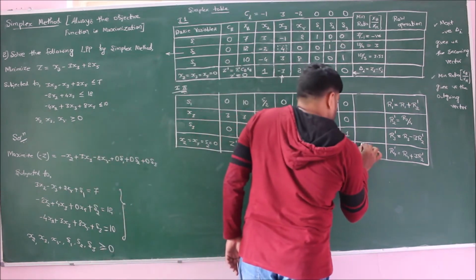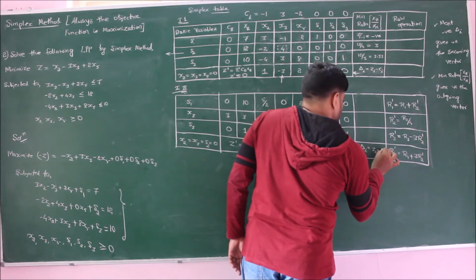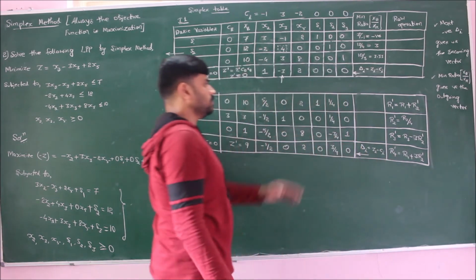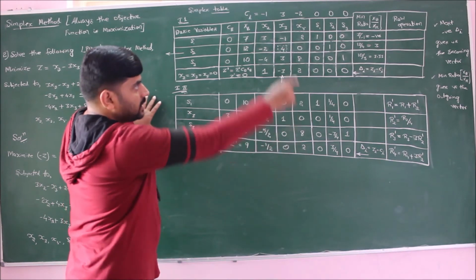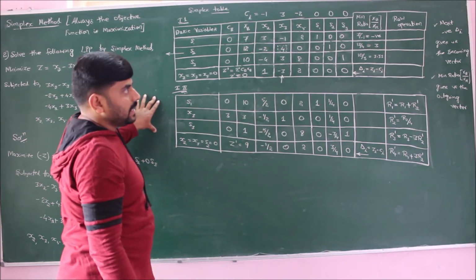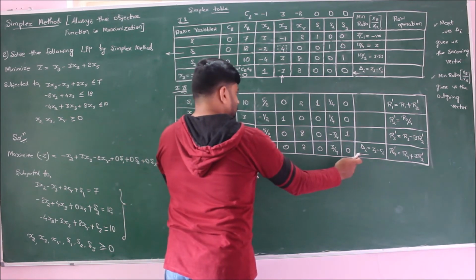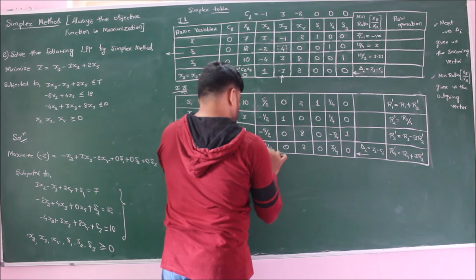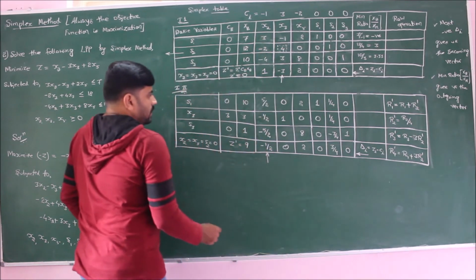wherein we have delta I calculated by Zi minus Ci. No need to calculate because we have performed the row operations. Now we know that the most negative delta I gives us the incoming vector. So we have only one negative value of delta I, that is minus 1 by 2. So which means that x2 will be the incoming vector.